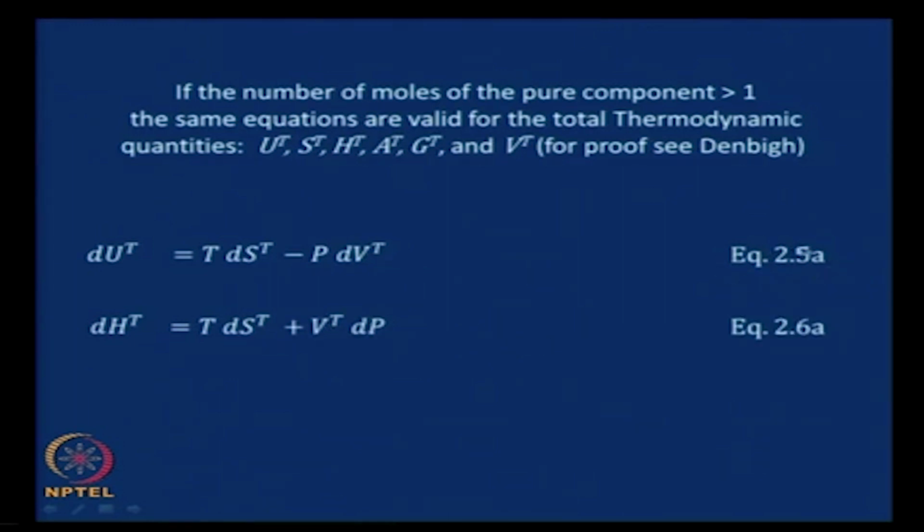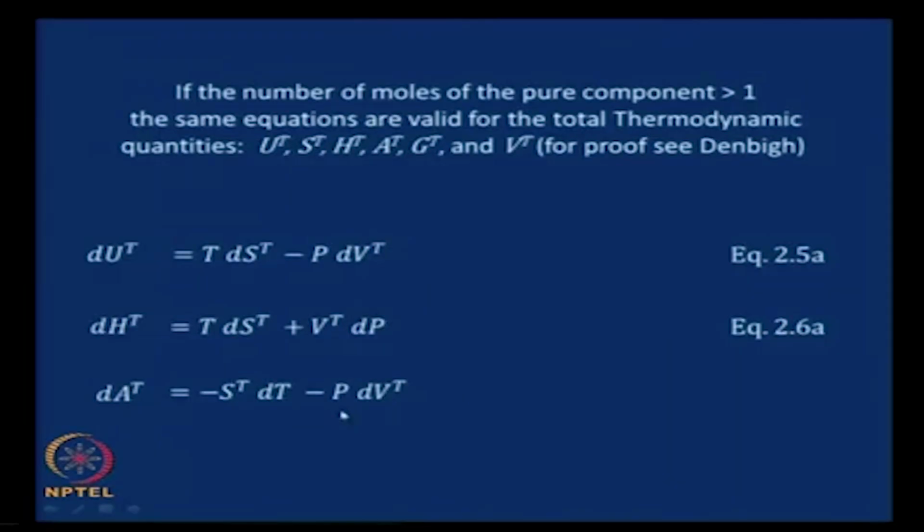You can compare these equations with the equations for 1 mole of a pure substance. dAt equals minus St dT minus P dVt, equation 2.7a, and dGt equals minus St dT plus Vt dP, which is equation 2.8a. To re-emphasize, these are the equations for a system that consists of n moles of a pure substance and the system is a closed system.